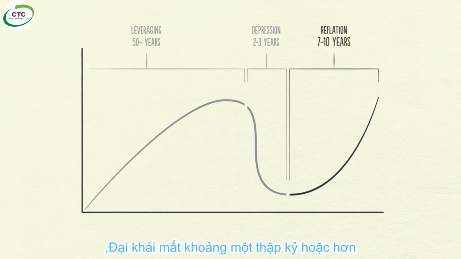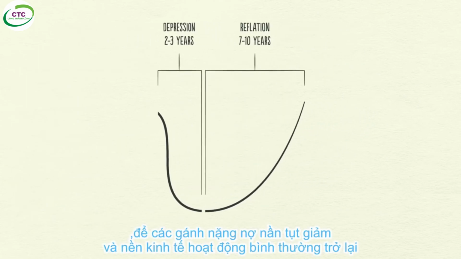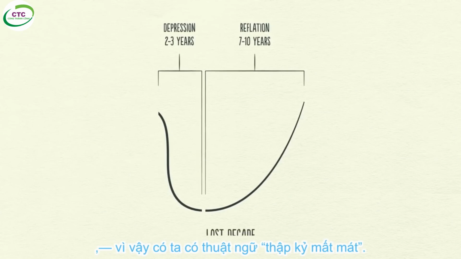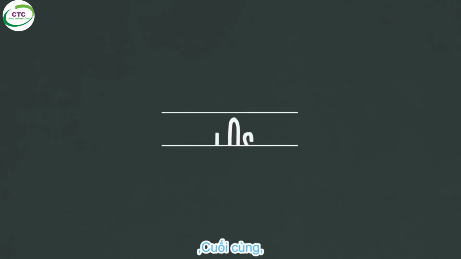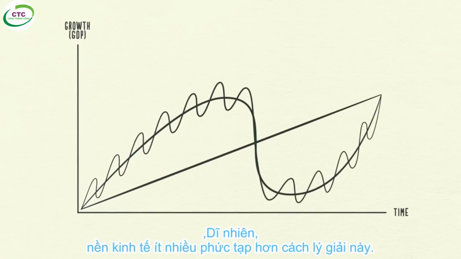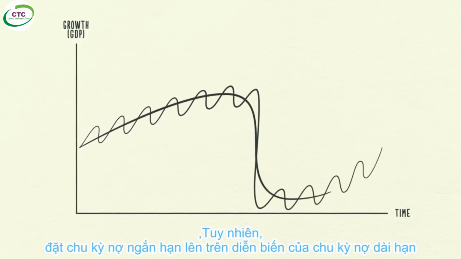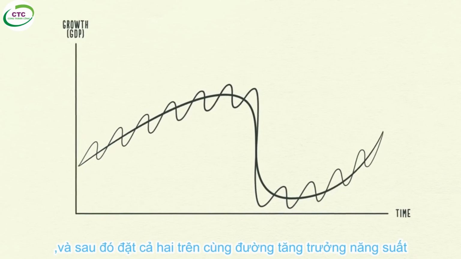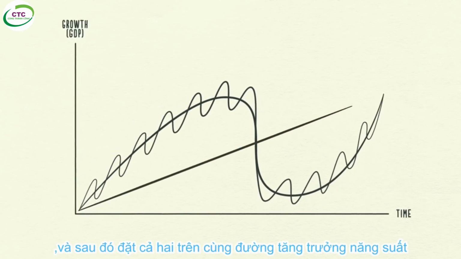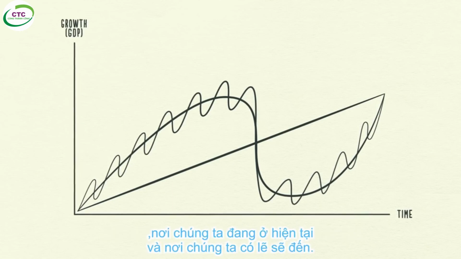It takes roughly a decade or more for debt burdens to fall and economic activity to get back to normal, hence the term lost decade. In closing, of course, the economy is a little bit more complicated than this template suggests. However, laying the short-term debt cycle on top of the long-term debt cycle and then laying both of them on top of the productivity growth line gives a reasonably good template for seeing where we've been, where we are now, and where we're probably headed.